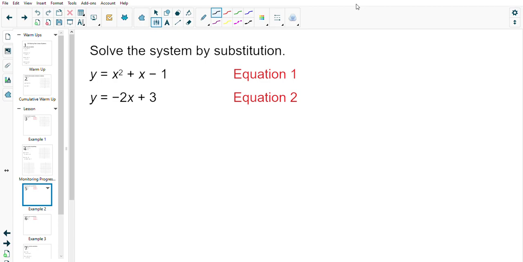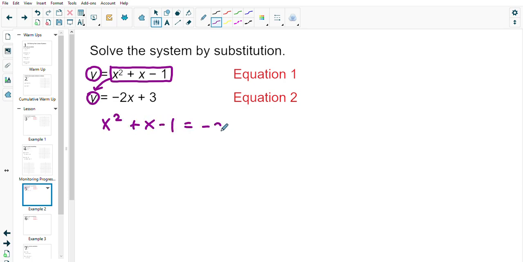Okay, we're going to take a look at nonlinear systems today. So it says solve the system by substitution. If you recall, substitution indicates that we're going to replace something with something else. So those two y's are the same. I'm going to take this part and substitute it in for that y. So our equation is going to say x squared plus x minus 1 equals negative 2x plus 3.